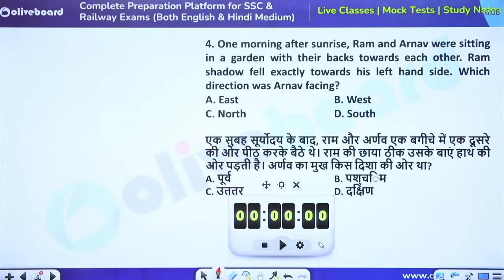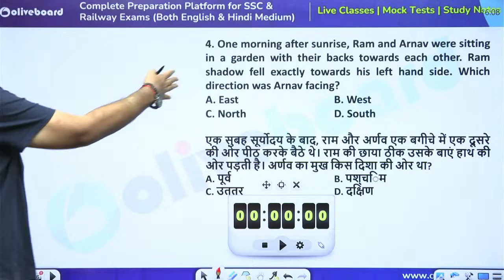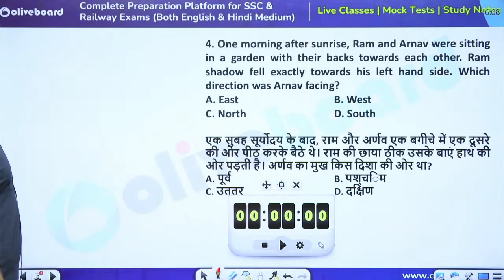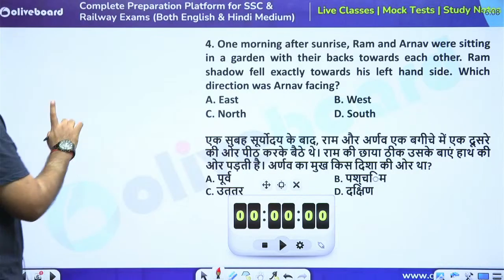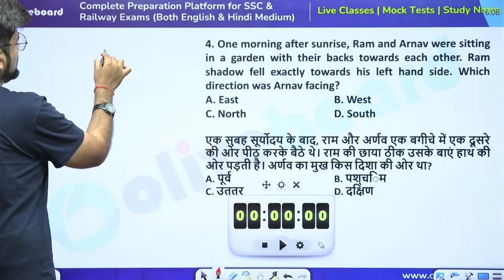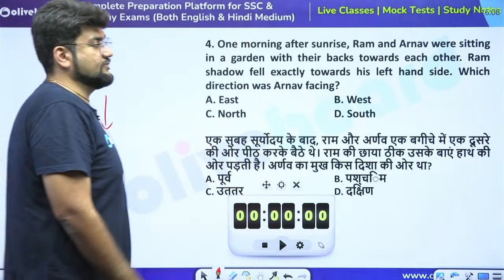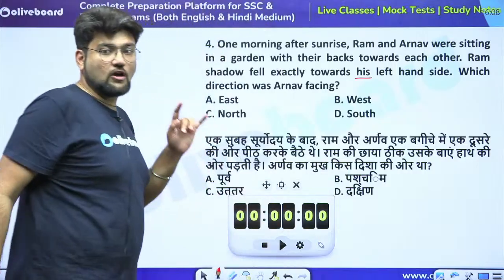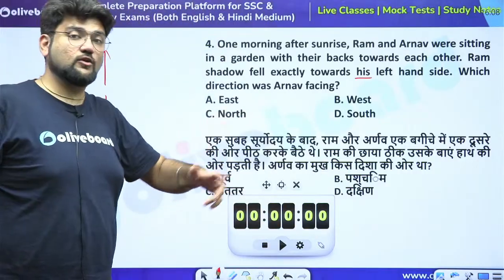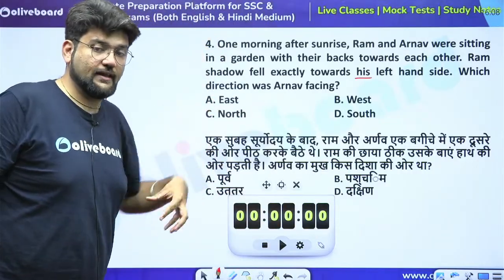Okay. Now, one morning after sunrise, again, sunrise means sun rays are coming from here in the east. Sun is in the east. Ram and Arnav are sitting in a garden with their backs towards each other. We don't know who is Ram, we don't know who is Arnav. Ram's shadow fell exactly towards his left hand side. This time, the shadow is not according to anybody else's direction. It's according to his own direction.